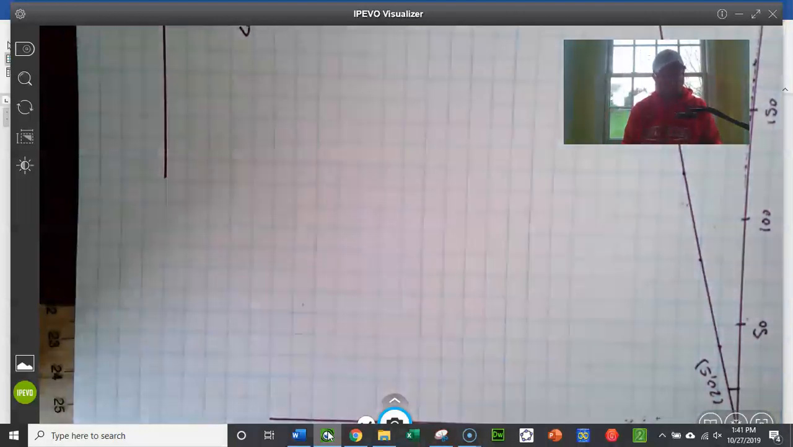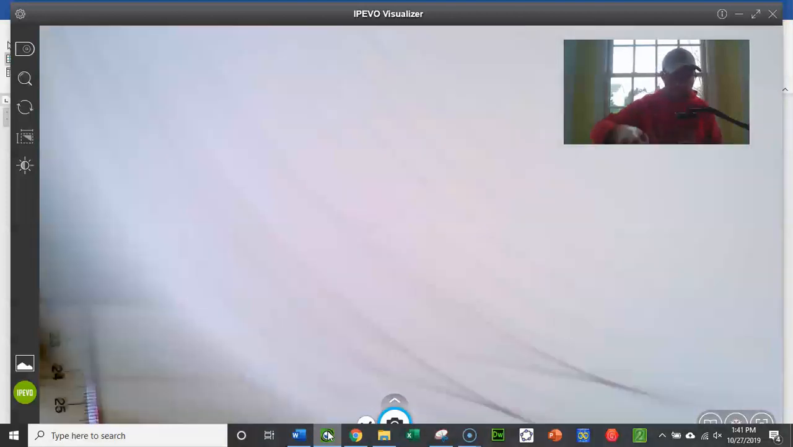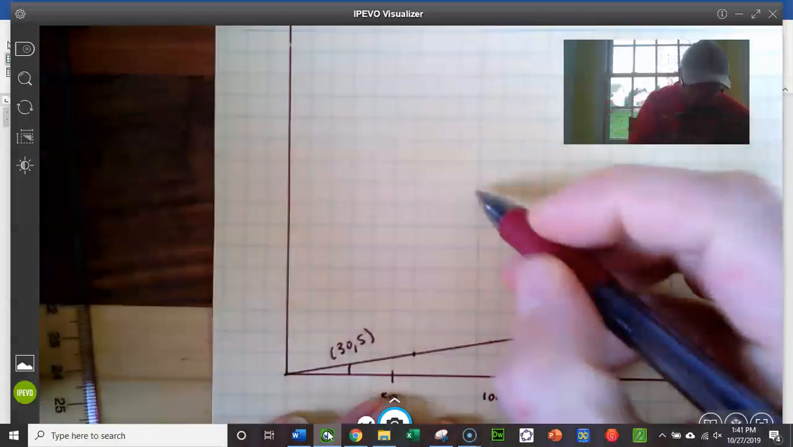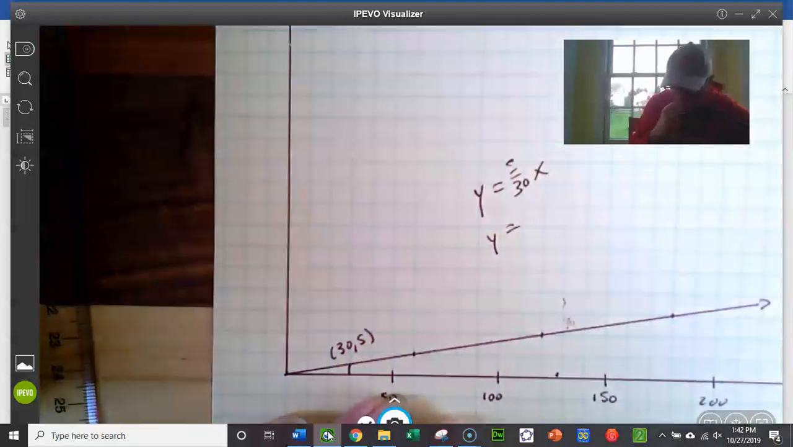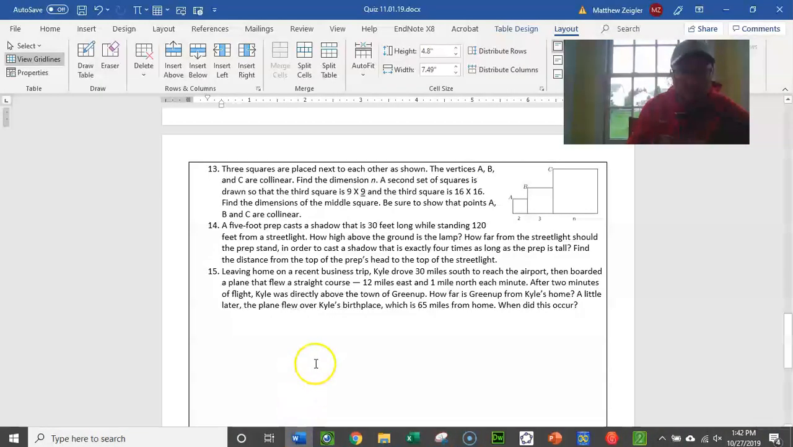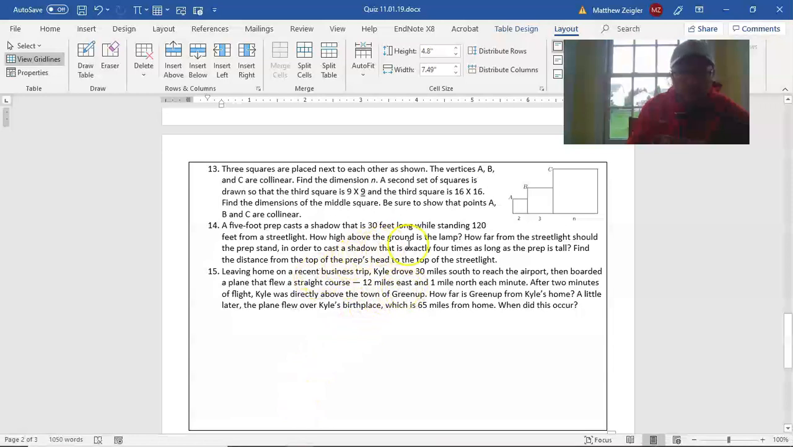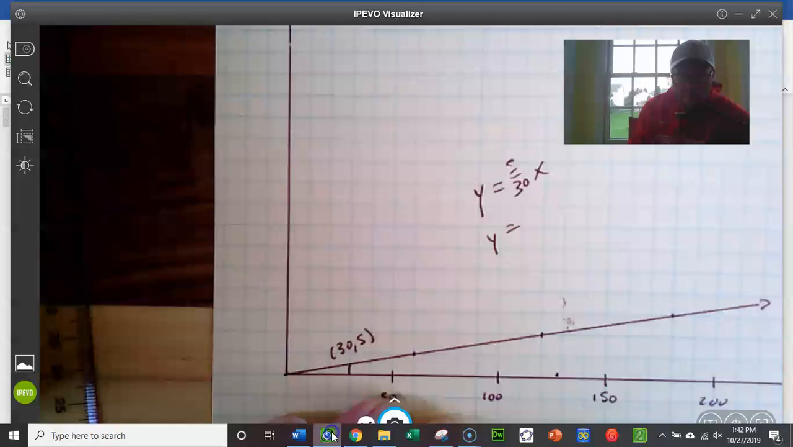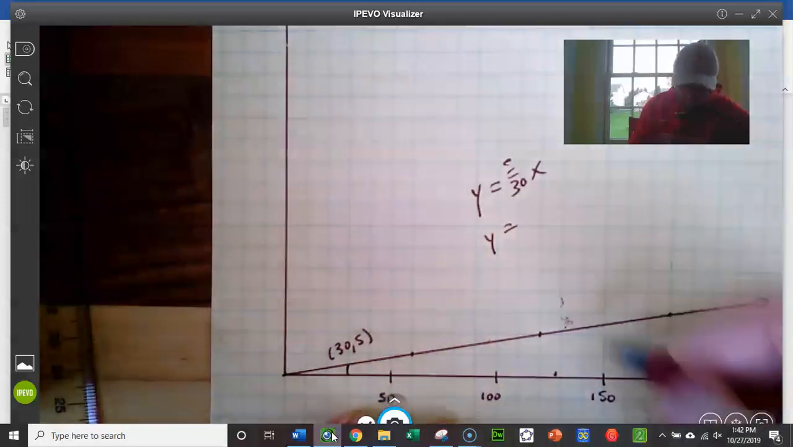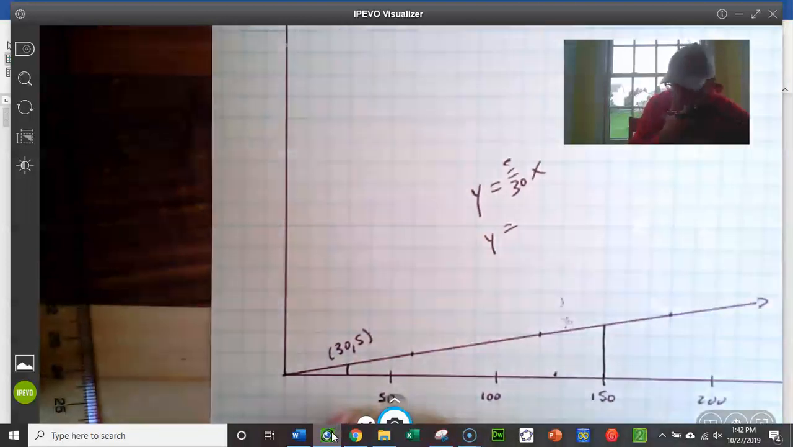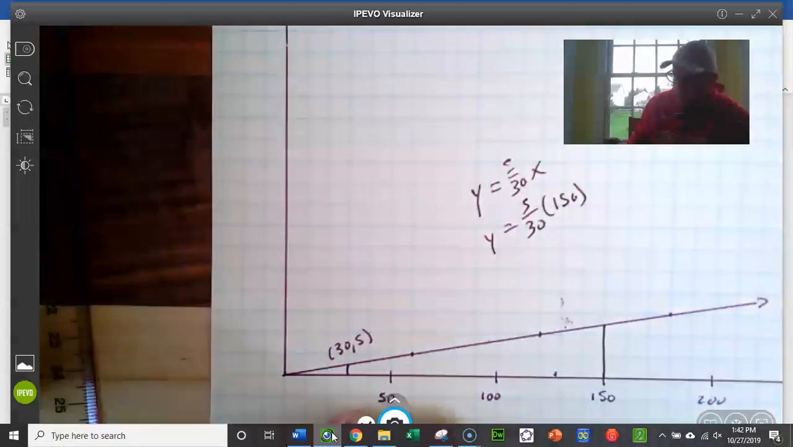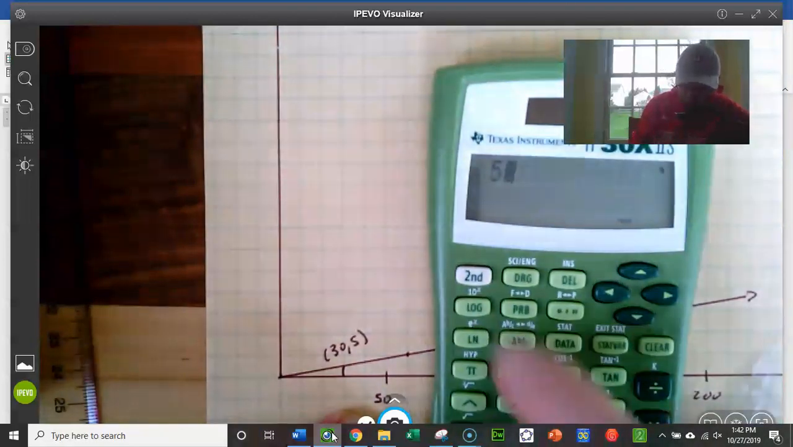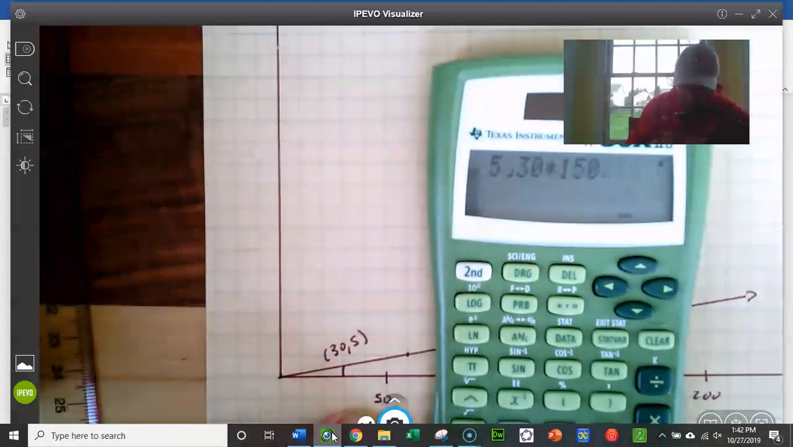Okay. Oh yeah. Let's see. 30. Okay. So the equation here is y equals 5 over 30x. I'm going to plug in, what was the distance for this one? Let's see, we're 120 feet from the street light. So that's 150 altogether. 5 over 30 times 150 is 25.